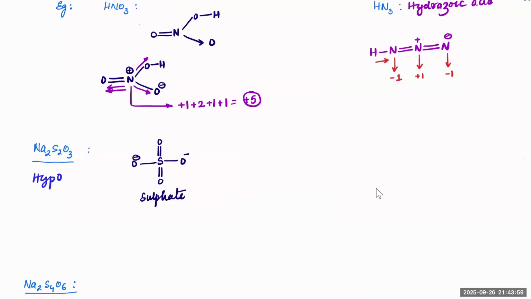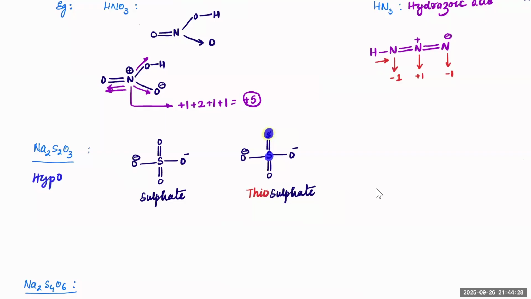Now, if in this sulfate we are replacing one of the oxygens here with sulfur itself, then the name would be slightly different. Now we call it thiosulfate. That's the only difference. This becomes thiosulfate because that oxygen has been replaced by sulfur. Got it? Now here is the interesting part.